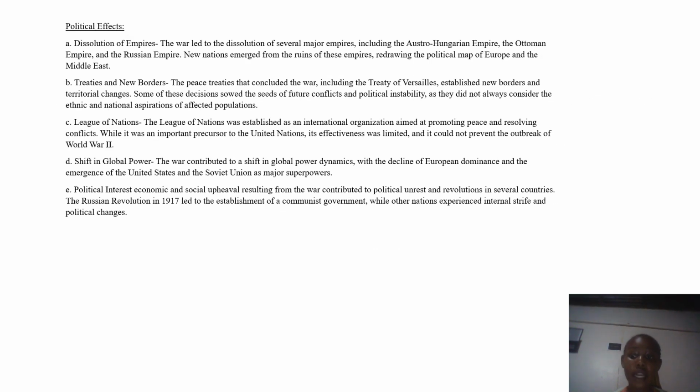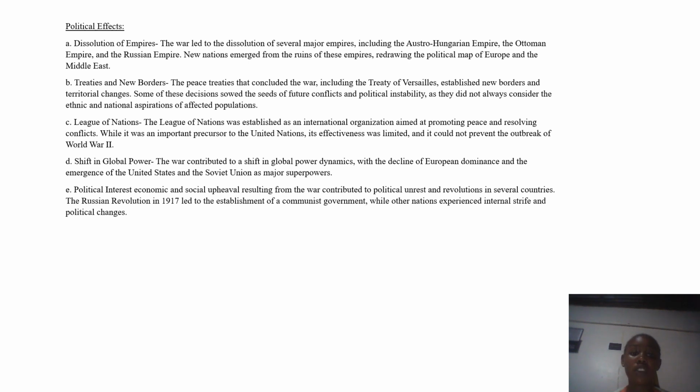Then we look at the political effects of the war. There was the dissolution of the empires. The war led to the dissolution of several empires, such as the Austro-Hungarian Empire and the Ottoman Empire. Then treaties and new borders. The peace treaties that concluded the war, including the Treaty of Versailles, established new borders and territorial changes. The League of Nations was established, an international organization aimed at promoting peace and resolving conflicts.